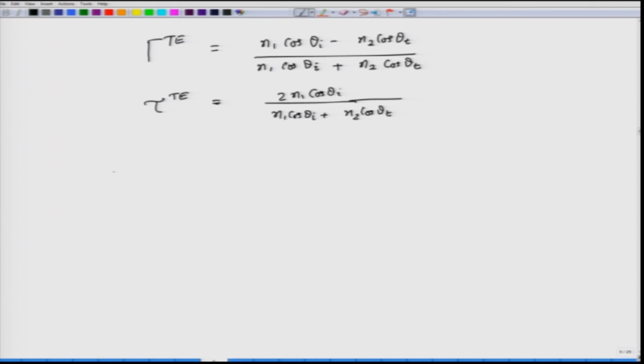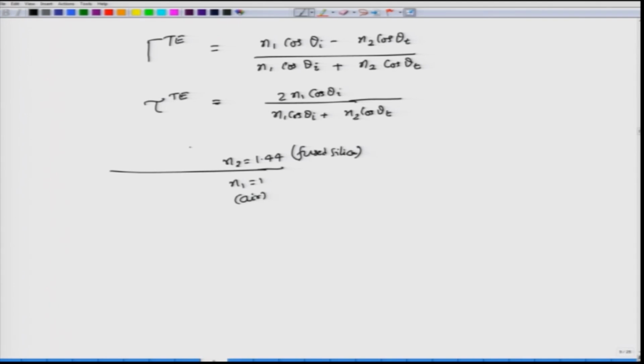First, let us assume that we are in a situation where n1 is 1, which could for example be air, and n2 is equal to say 1.4 or 1.5. I am taking 1.44 because this is very close to the fused silica refractive index. So, this could for example be fused silica, which is essentially glass, used as a substrate in most integrated optical devices.